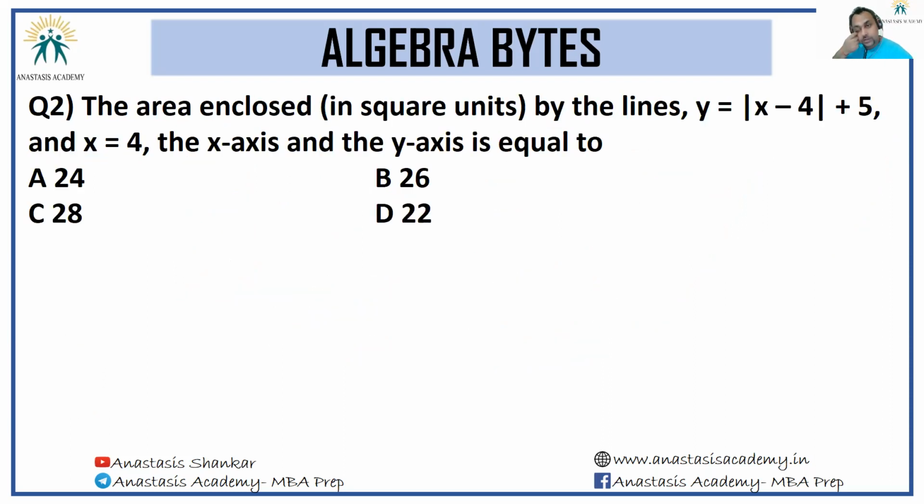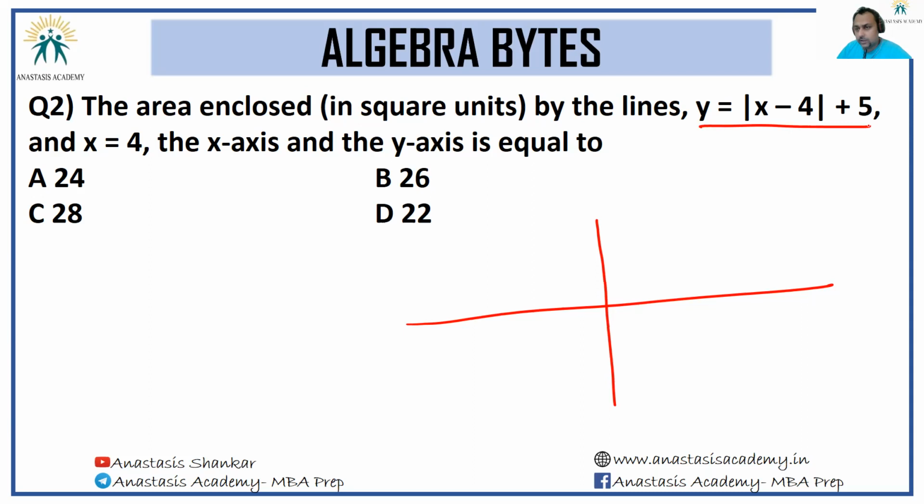The area enclosed in square units by the lines y is equal to mod x minus 4 plus 5 and x equal to 4, the x-axis and y-axis is equal to? Okay. The simplest lines to draw are the x-axis and y-axis. We have done that. Now let us draw this. If you were simply drawing mod x minus 4, it would be a V-shaped line at 4 with a slope of 1. But because it is plus 5, it will go up. It will go something like this.